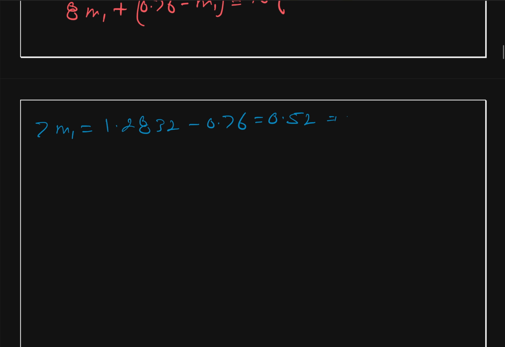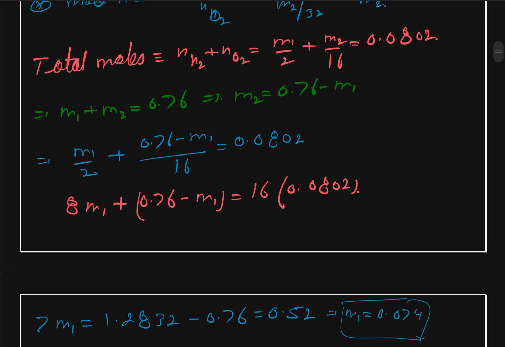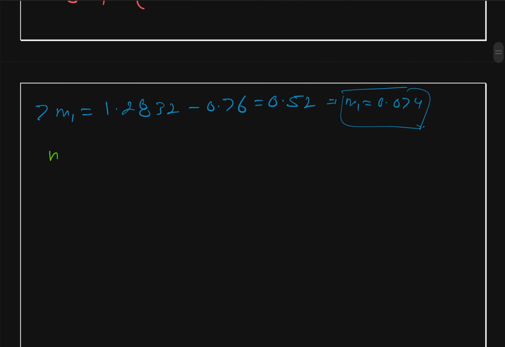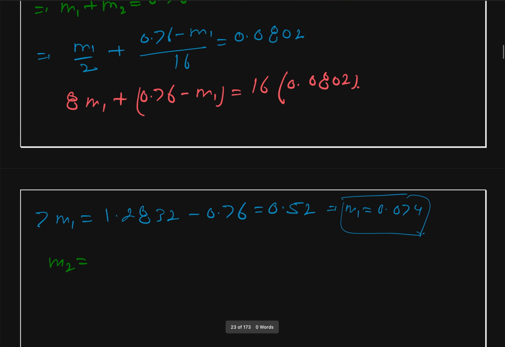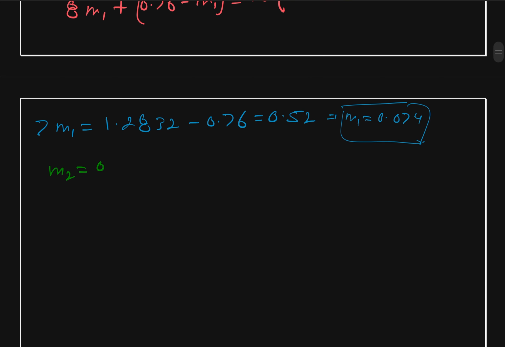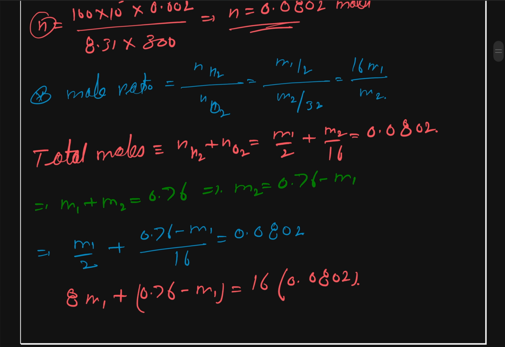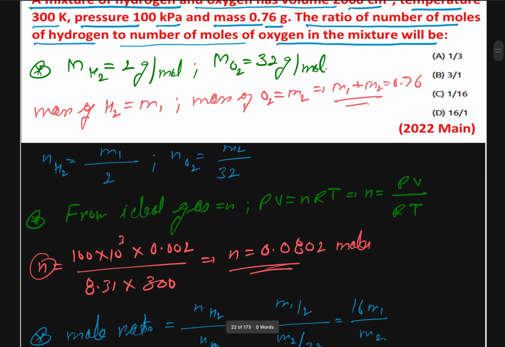Therefore we get that M1 will be equal to 0.12, and therefore M2 will be equal to 0.76 minus M1. Yeah, it's 0.76.